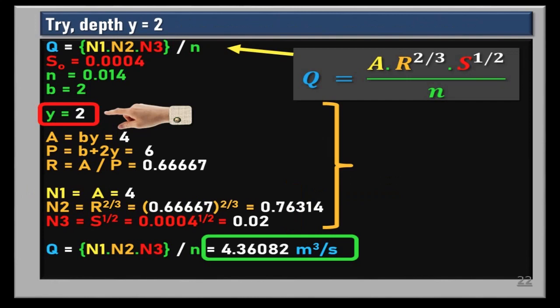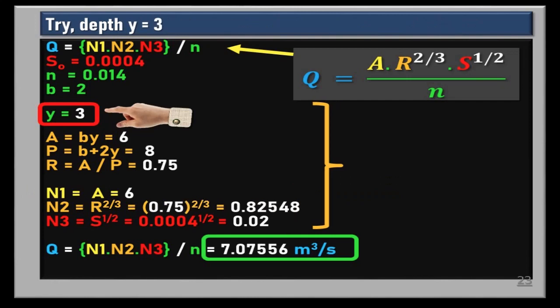Lastly, the flow Q, after calculation, become 4.36082. This flow Q, 4.36082, it is not 10, the target value. Thus, we need to try again with another flow depth y. Now, try the depth y is equal 3. When the depth y is 3.